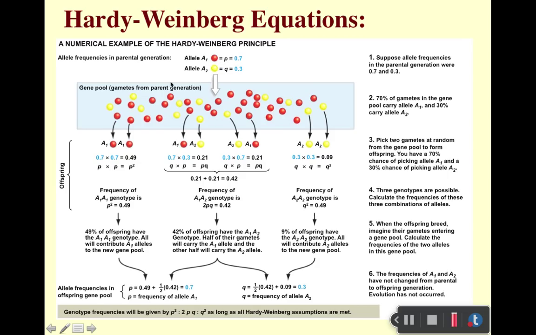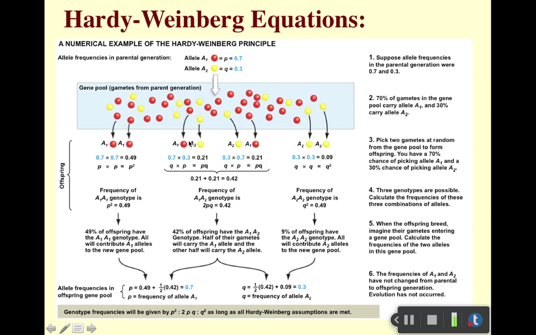And let's say initially we have a population where the frequency of the red is 70% or 0.7, and the frequency of the yellow is 30% or 0.3. You can then imagine those individuals in a population mating and having offspring. So you can see the chances of forming an offspring that has both of the red alleles would be 0.7 times 0.7, which gives you 0.49 or 49%. The chances of having an offspring with both yellow alleles would be 0.3 times 0.3, or 9%.